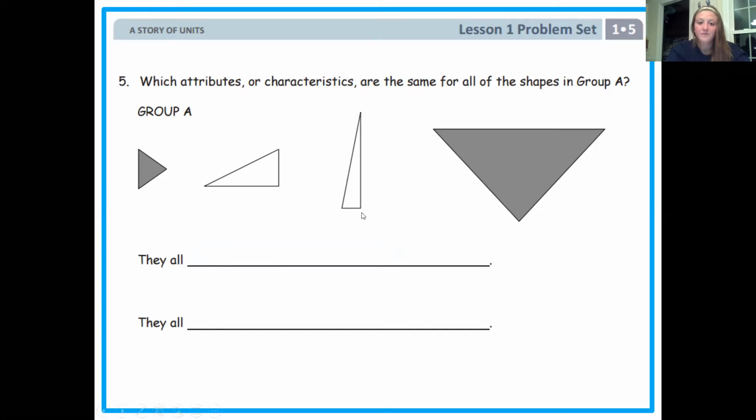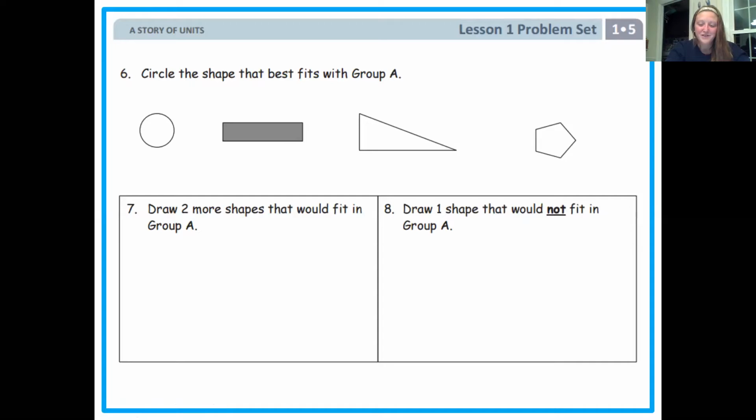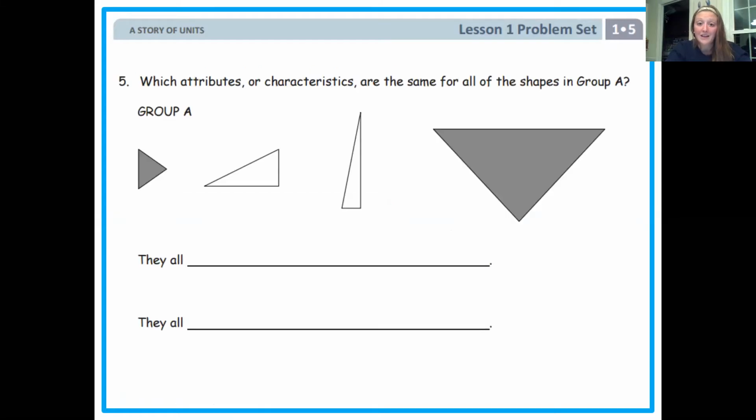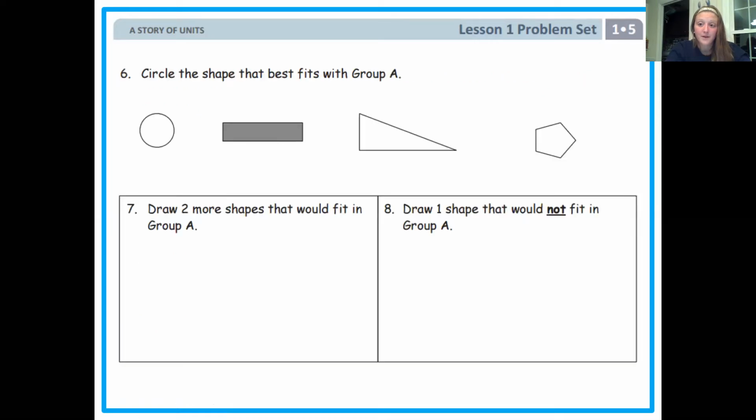Now, go ahead, last page, promise. So for this one, you're going to circle all the shapes that best fit in group A. Remember, this was group A. And we said they all have 3 straight sides and 3 corners. So look at this one. Which one fits? Right. It would be this one.